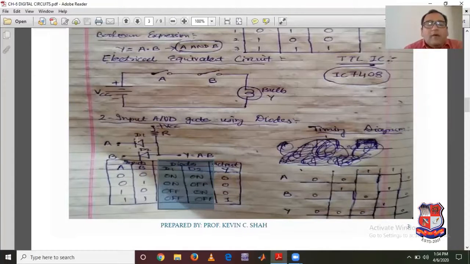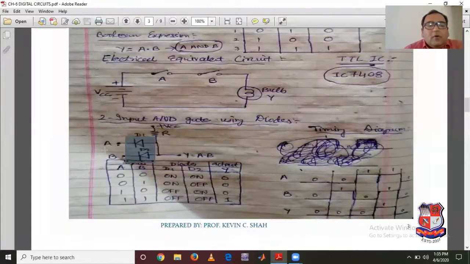So here there are 2 diodes available. So the inputs are A and B, the diodes are named D1 and D2, and last is the output Y. First we'll understand, if you give input 0 0 in this circuit, then what is the output here? If you want to get this output, you must know the condition of diodes D1 and D2.